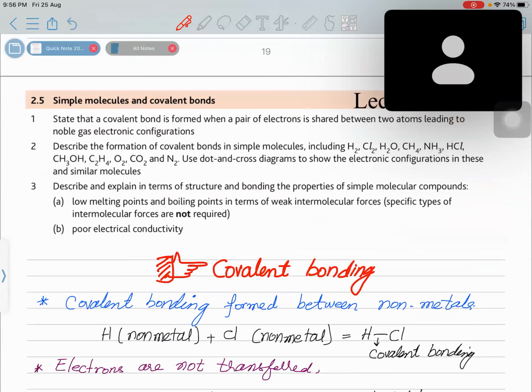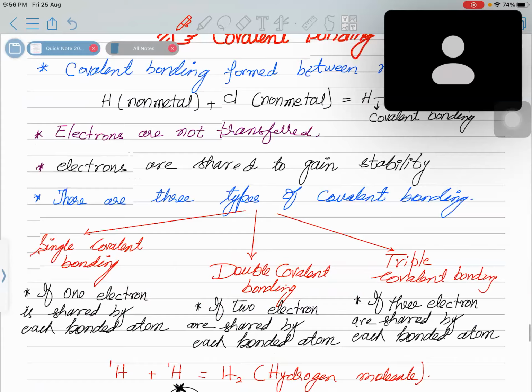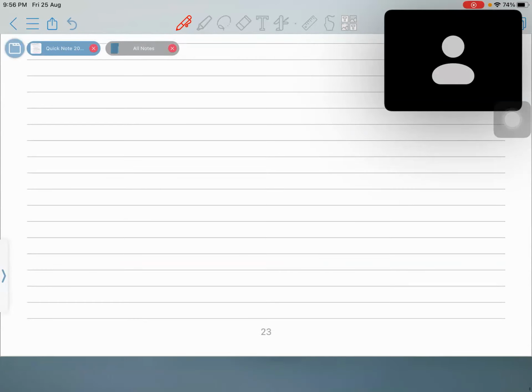And the next is C2H4. Do you still need help with C2H4? It's okay, sir. No, sir. So this chapter is again completed, right? We have completed this chapter.